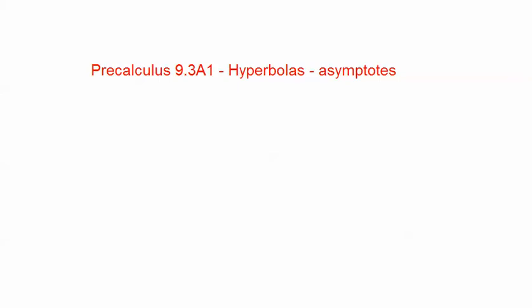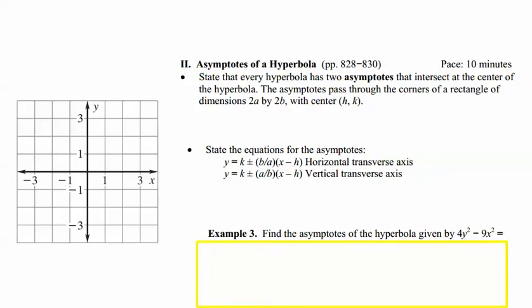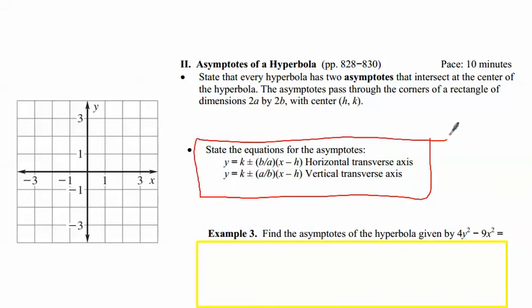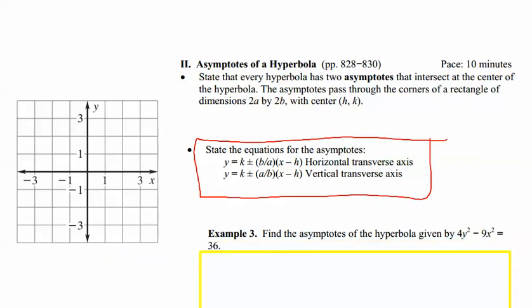This is the continuation of Precalculus 9.3a. Now we're going to learn how to find asymptotes. Every hyperbola has two asymptotes that intersect at the center of the hyperbola. Asymptotes pass through the corners of a rectangle with dimensions 2a by 2b and center (h, k). So we have an equation here for the asymptotes, which you can use, or you can draw the rectangle as mentioned above on the graph, which is a simpler way that I prefer. So let's go ahead and look at an example.